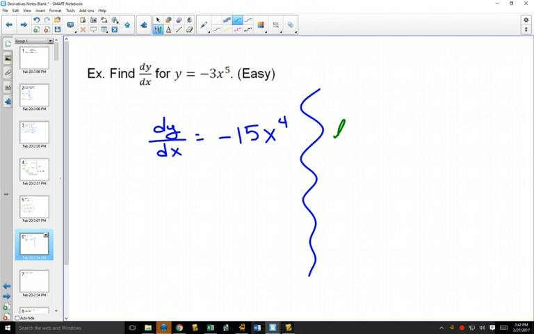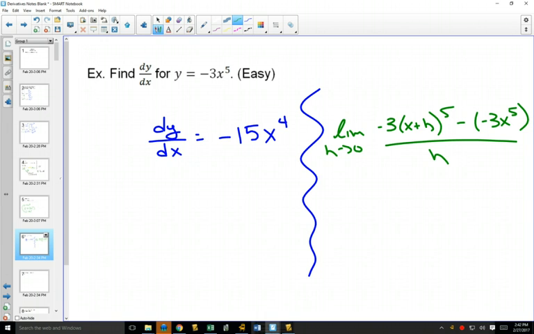Well, you would have the limit as h goes to 0 of f of x plus h, so you would have negative 3 times x plus h to the 5 minus f of x, which would be minus negative 3x to the 5, all over h. And all you would have to do is expand x plus h to the 5, which is x plus h times x plus h times x plus h times x plus h times x plus h. Or maybe you have Pascal's triangle to help you. But it's going to be huge, right? It's going to have 6 terms once you simplify it. Then you have to subtract everything, factor out the h. This is a lot faster.